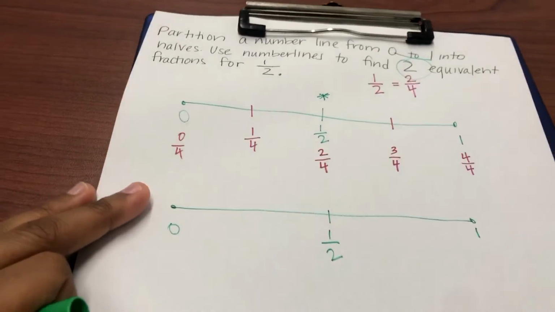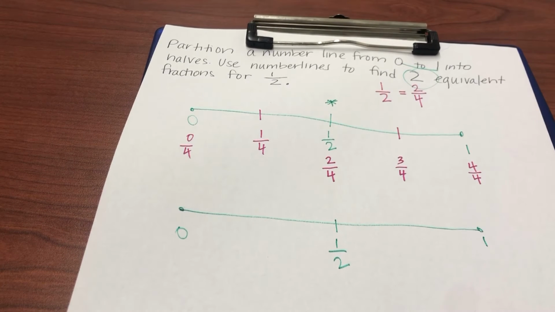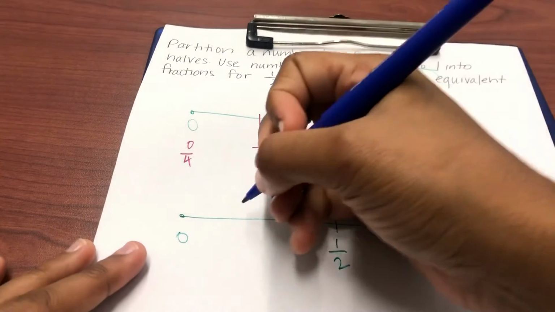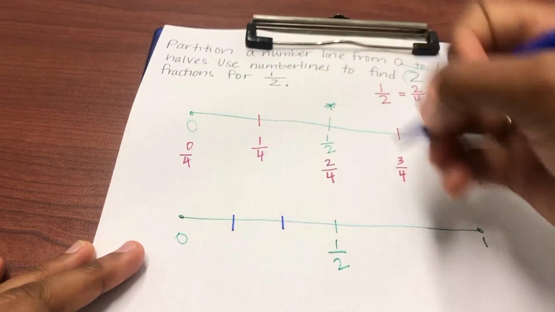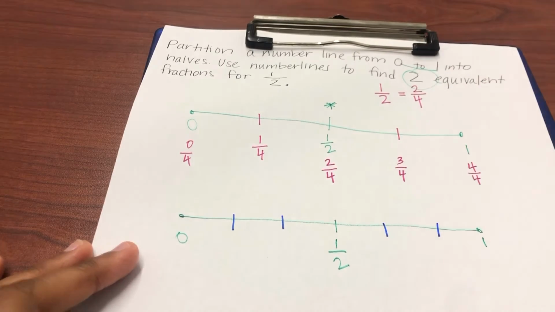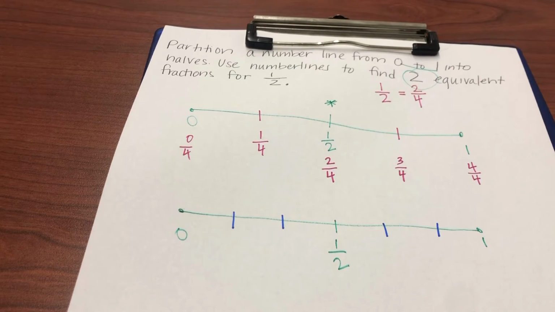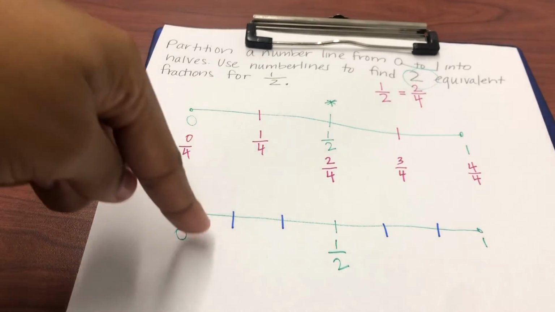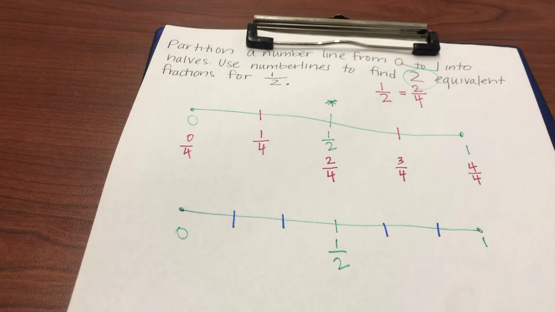So I already tried partitioning into halves. Why don't I try partitioning each one into thirds? I can partition each interval into thirds, 3 equal pieces on each side. Okay, so let me think. What is my new equivalent fraction? There are 1, 2, 3, 4, 5, 6 equal pieces in the whole. So I must have just made sixths.